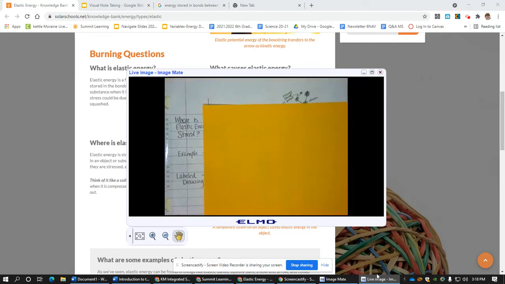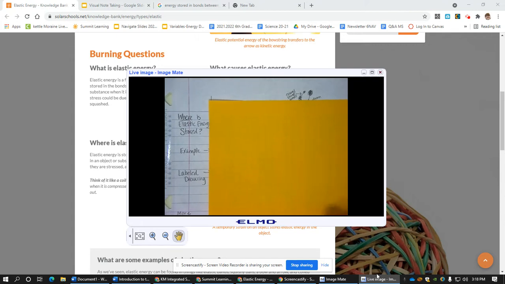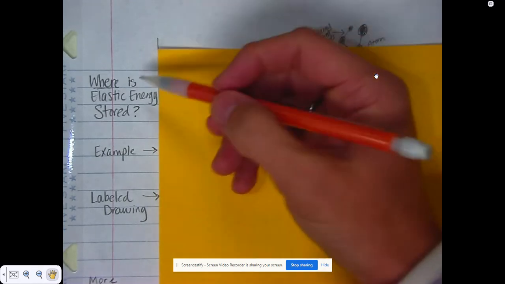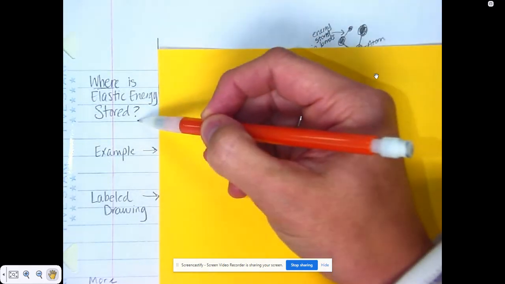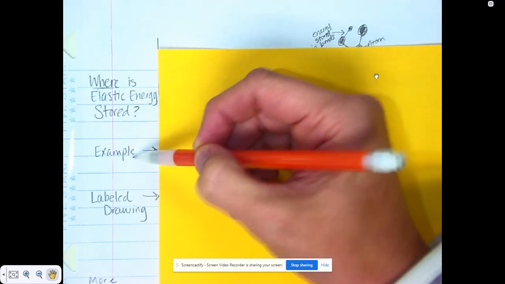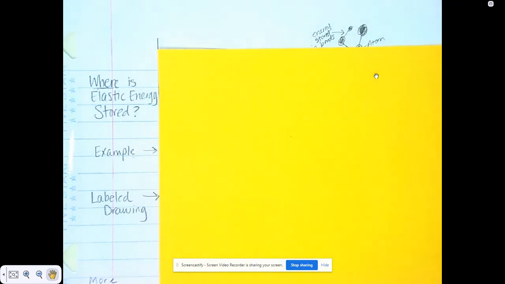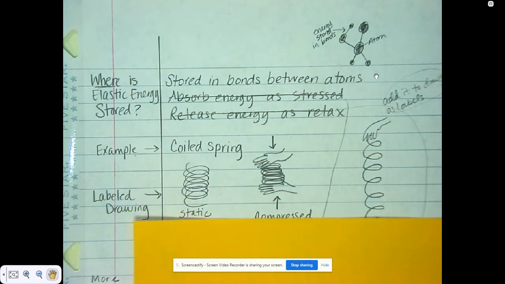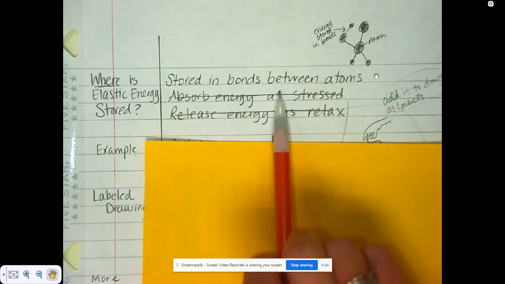So again, I'm continuing on. You might have to start another page, and that's okay. I'm putting a lot of spaces in between, so it's easier for me to find the information. So I'm going to go back to my Cornell notes here, and I have, where is elastic energy stored? That's an important heading. And then they gave me some examples. So again, I'm going to put that it is stored in bonds between atoms.